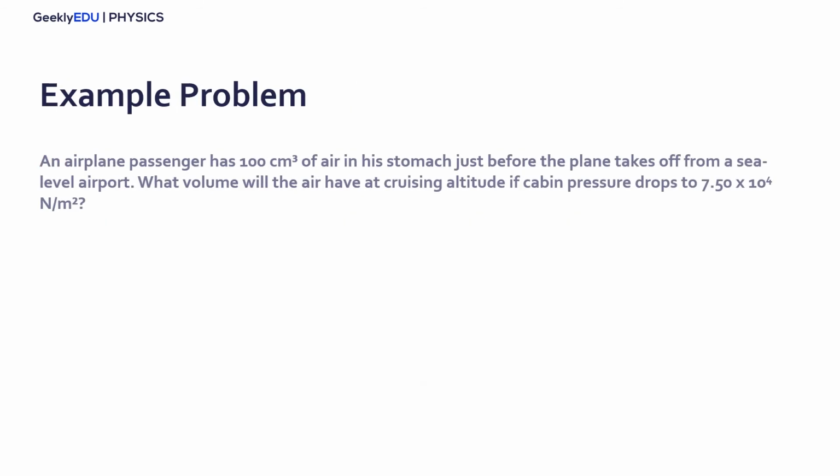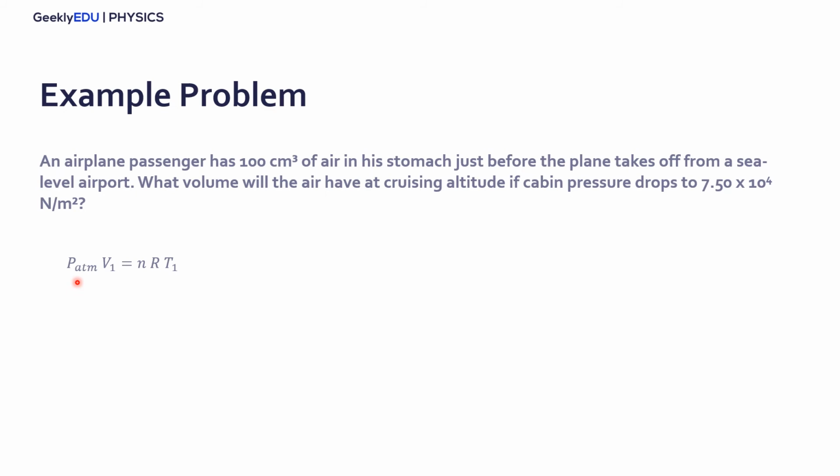Okay, now that you learned all those formulas, let's put them to practice. So we have an airplane passenger that has 100 cubic centimeters of air in his stomach just before the plane takes off from a sea-level airport. We want to know what volume will the air have at cruising altitude if cabin pressure drops to 7.5 times 10 to the 4th newtons per meter squared. Okay, we can consider air as an ideal gas, so we can use the ideal gas law.